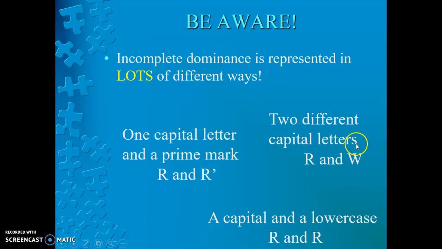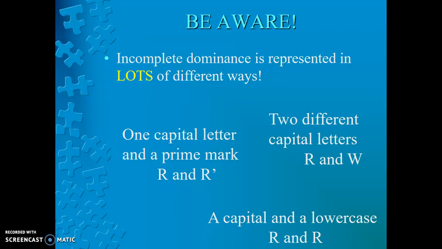But sometimes you will still see them use a capital letter and a lowercase letter. So big R, little r, and I just noticed I didn't write a little r there. So big R would be red, big R, little r would be pink, and little r would be white. So sometimes you see them use that complete dominance pattern here. So since there's so many different ways of representing it, what you need to be able to do is tell from the phenotypes that it's incomplete.